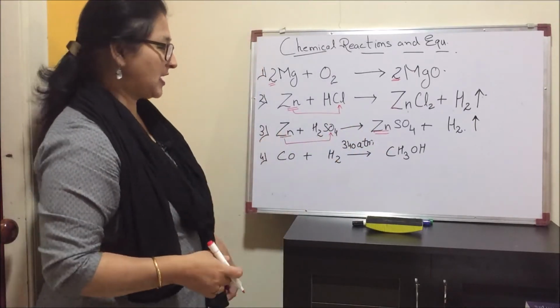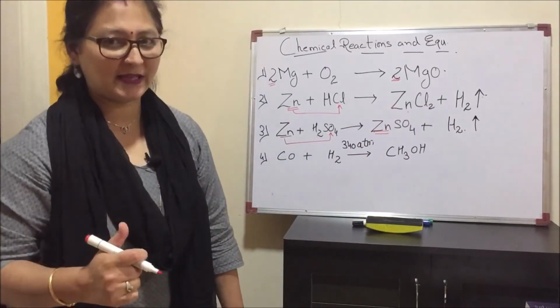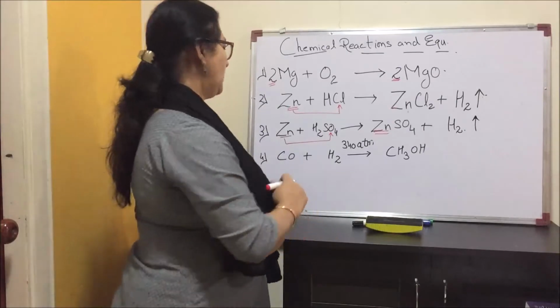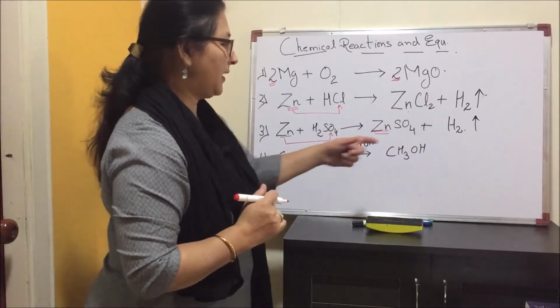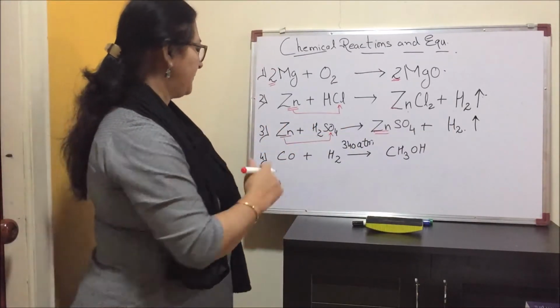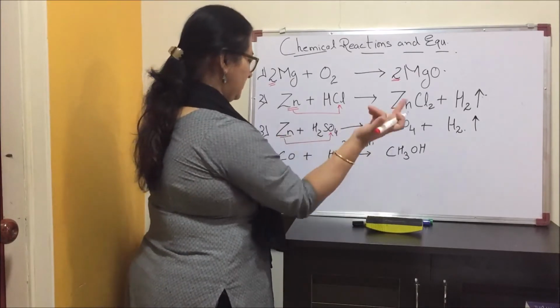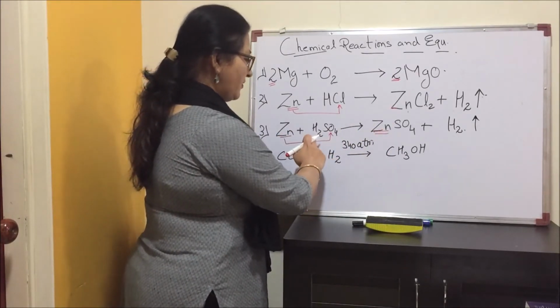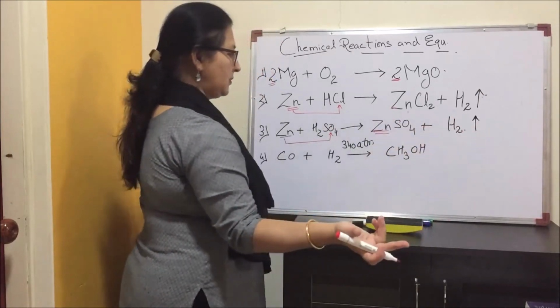So which type of reaction is this? We can say that it is a displacement reaction also, right? So ZnSO4 is formed, which is a compound, and hydrogen. Now let's see whether the equation is balanced or not. The number of atoms of zinc over here is 1 and 1. Hydrogen is 2 on the reactant side and 2 on the product side.